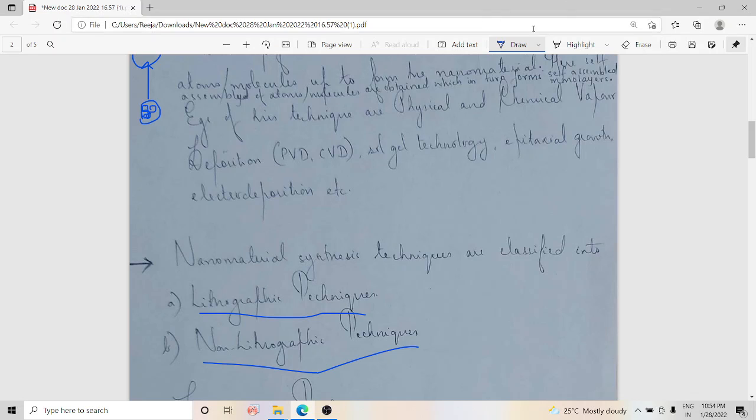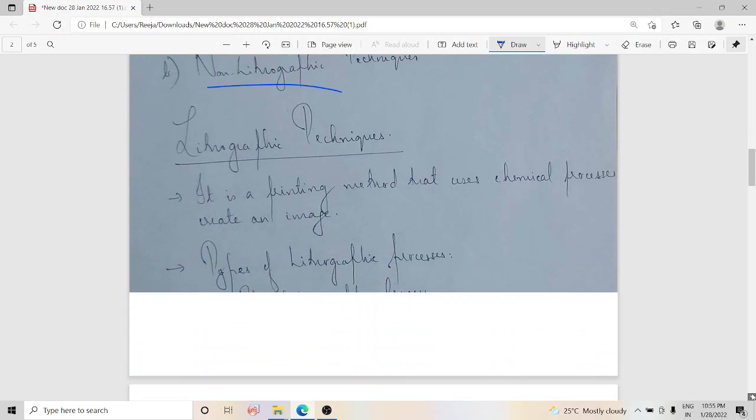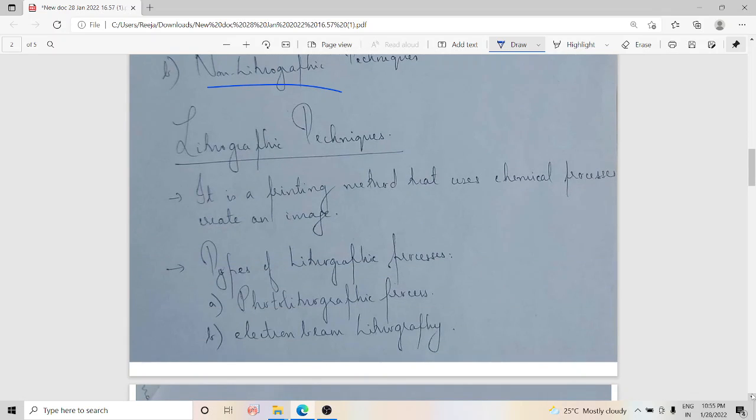Next, what we discuss is the actual nanomaterial synthesis technique. Nanomaterial synthesis techniques are classified into two. One is the lithographic technique and the other one is the non-lithographic technique. Now, what is meant by lithographic technique or lithography? It is a printing method that uses chemical processes to create an image, or you take a semiconductor surface and on that an image is printed, and this method is called lithography.